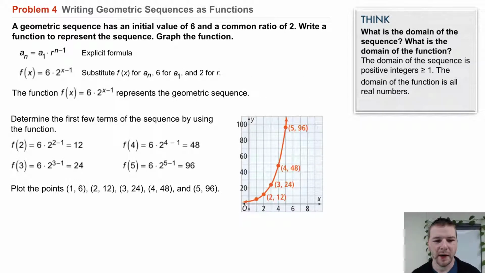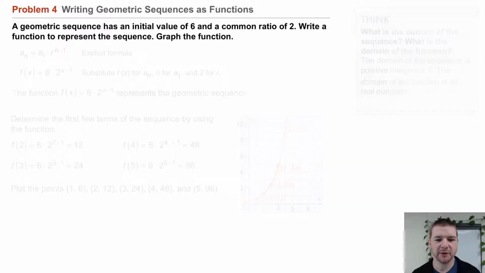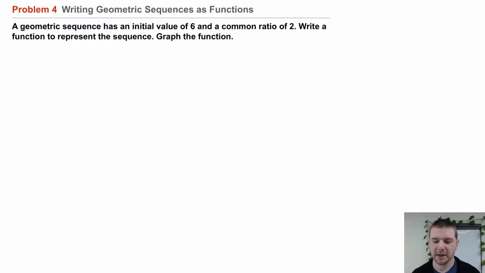Problem 4. Writing geometric sequences as functions. A geometric sequence has an initial value of 6 and a common ratio of 2. Write a function to represent the sequence. Graph the function. Let's begin with the general form of an explicit formula for a geometric sequence.